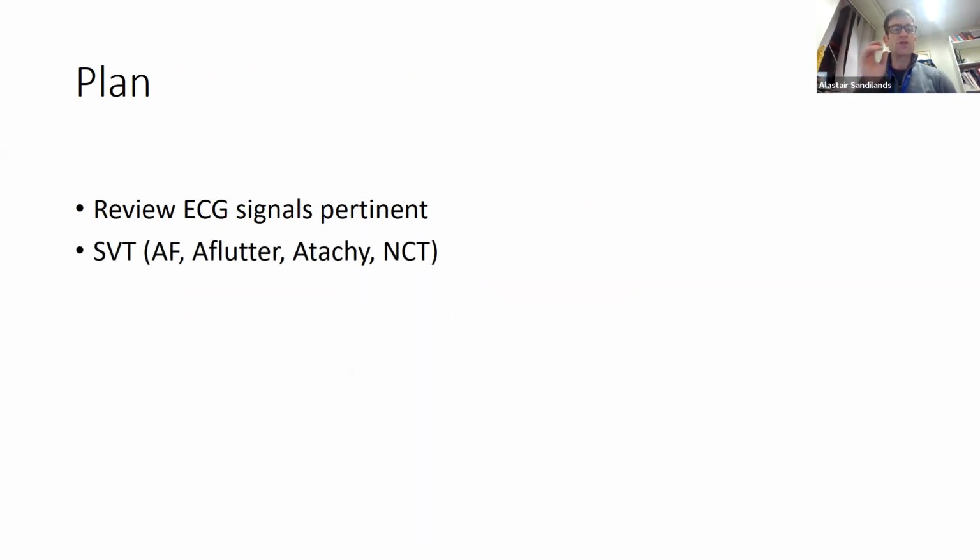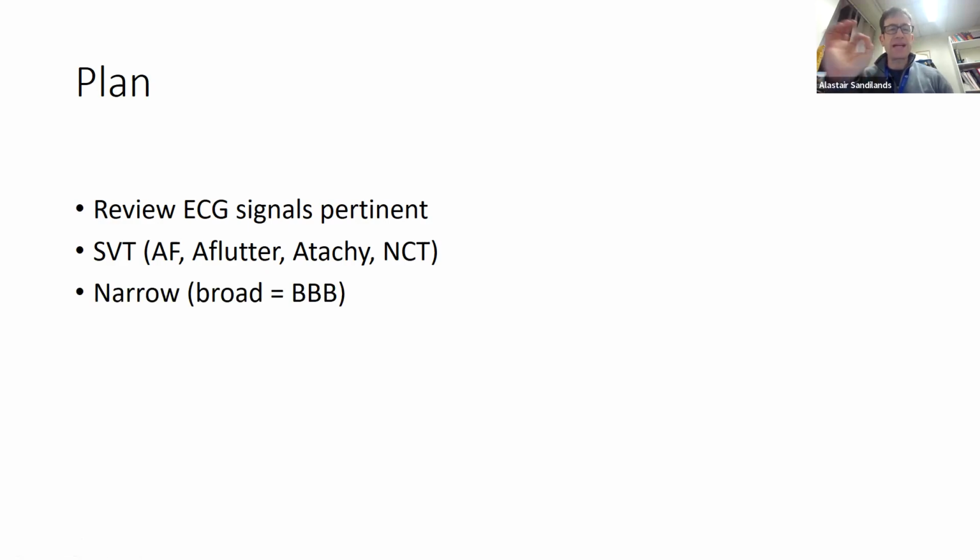We're going to look at what we call supraventricular tachycardias. Supraventricular means they originate or are using the atrium. So atrial fibrillation, atrial flutter, atrial tachycardia, and narrow complex tachycardia. I suppose within that, actually, there might be sinus tachycardia, which is a form of atrial tachycardia that originates from the sinus node, could be included there.